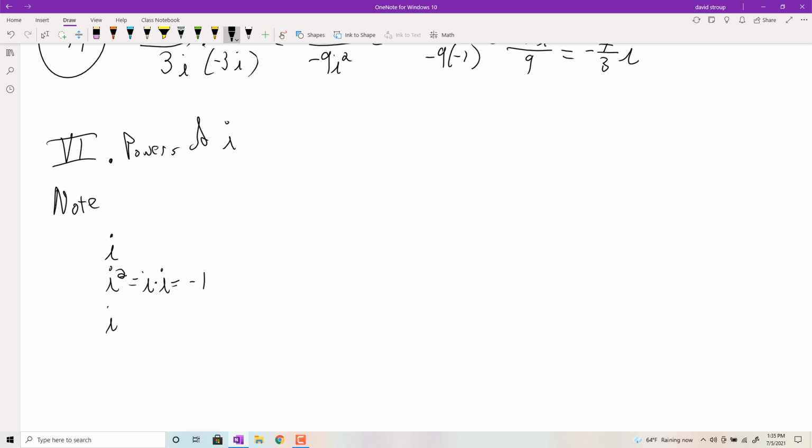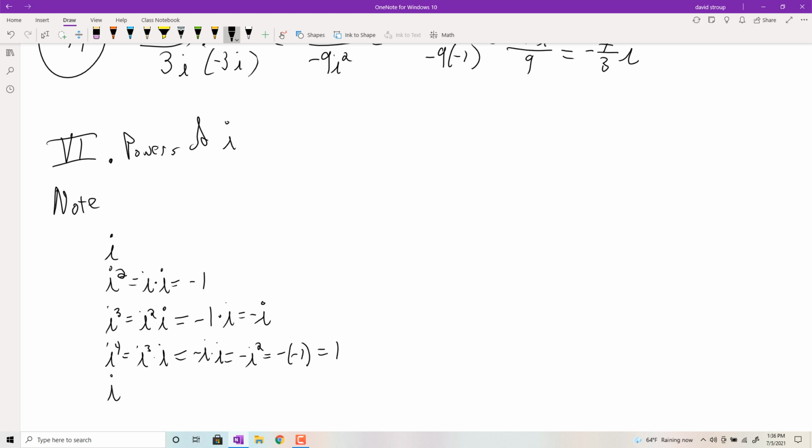And then i cubed is really the same thing as i squared times i. So i squared, I can see from the last one, is negative 1, and then times i, right? So that's just negative i. i to the 4th is just the previous guy, i cubed, times i. So I get negative i times i, which would be negative i squared. Then I can replace the i squared with negative 1, and I get 1.